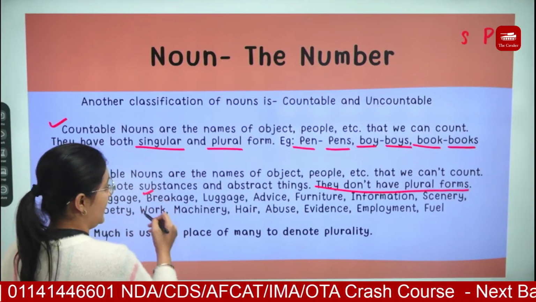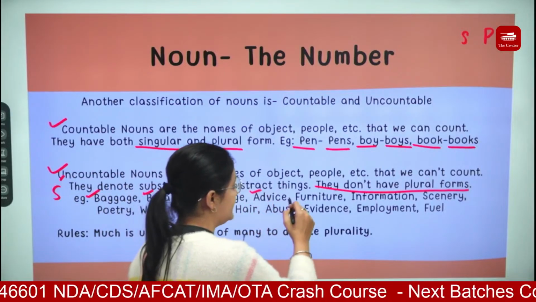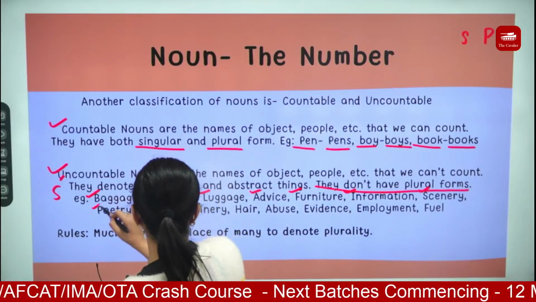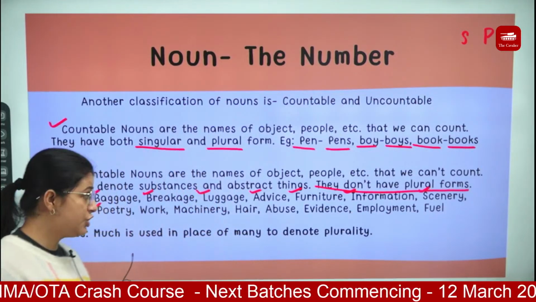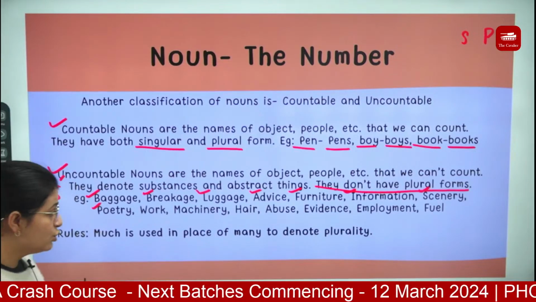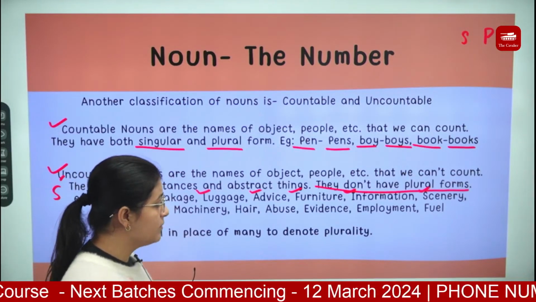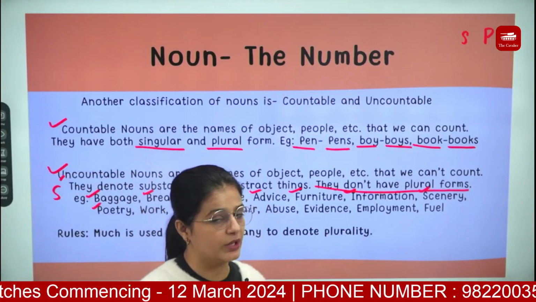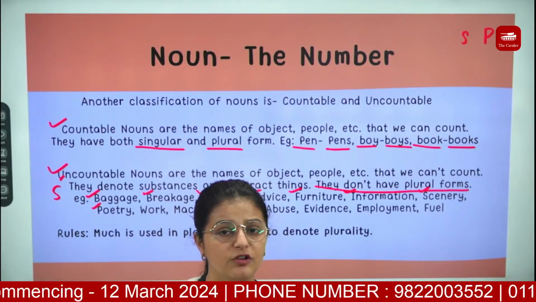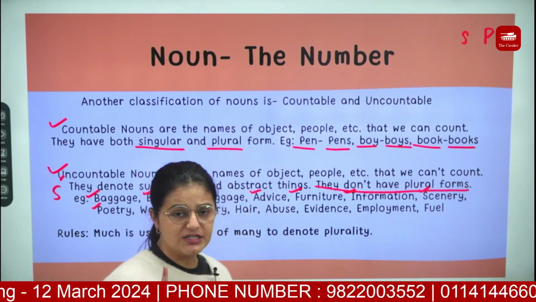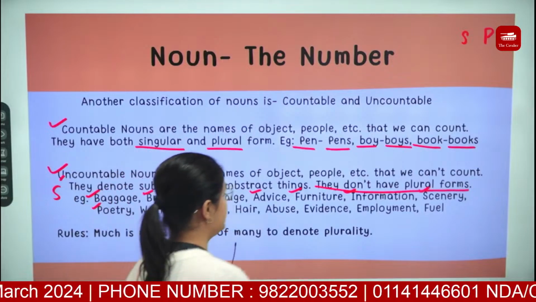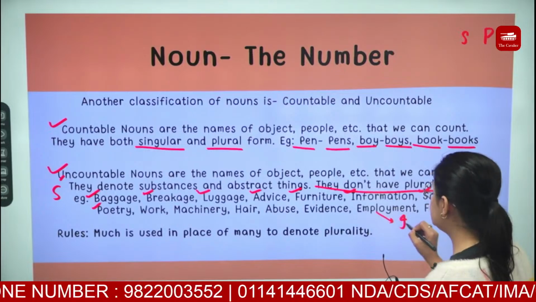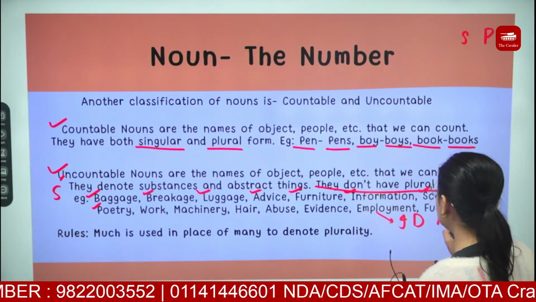Baggage, breakage, luggage, advice, furniture, information, poetry, work, machine, hair, abuse, evidence, employment, fuel. ये सभी वर्ड्स अनकाउंटेबल नाउन हैं और इनका कोई भी प्लूरल फॉर्म नहीं होता है. फर्स्ट थिंग. सेकेंड थिंग टू रिमेंबर इज हम कभी भी अनकाउंटेबल नाउन के साथ indefinite article नहीं यूज करते हैं.